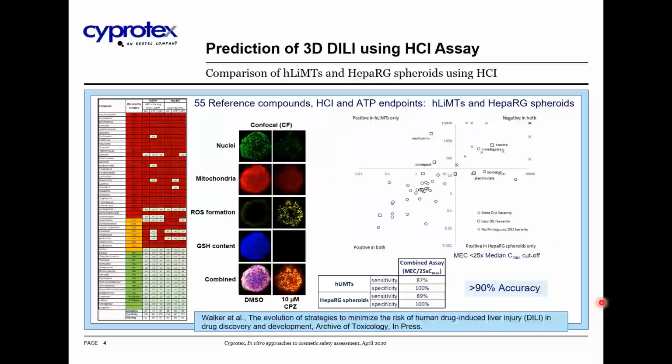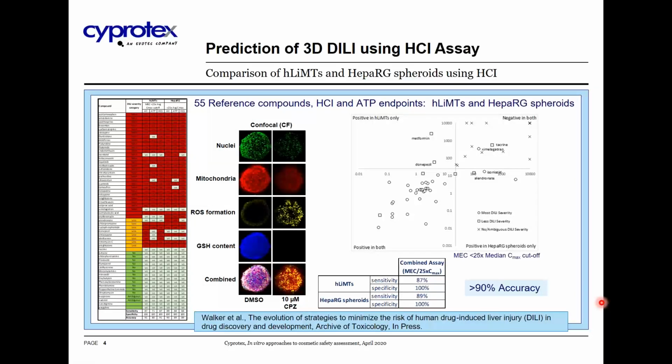What that's allowed us to do is test a reference set of compounds. So here you can see on the left a panel of 55 reference compounds. Basically, on the left column in red are most DILI compounds, and then we have in yellow the less DILI compounds, and then green the safe compounds.